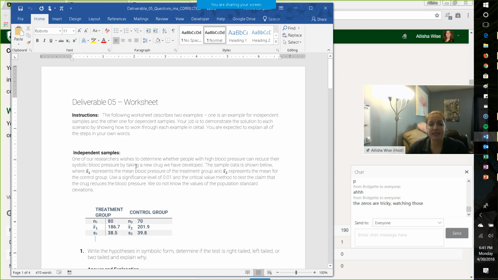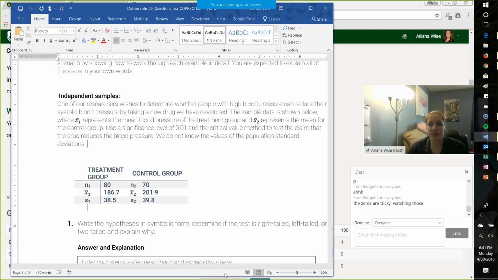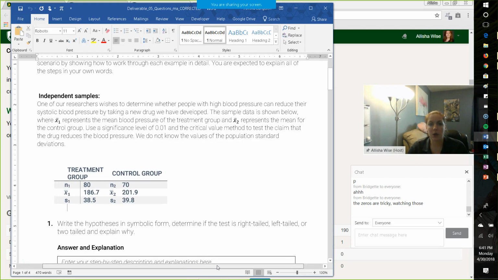So for independent samples, basically, one of your researchers wishes to determine whether people with high blood pressure can reduce their blood pressure by taking a new drug. Okay, they want to test this. The sample data is shown below, where X bar 1 represents the mean blood pressure of the treatment group, who's taking the drug, and X bar 2 represents the mean for the control group.